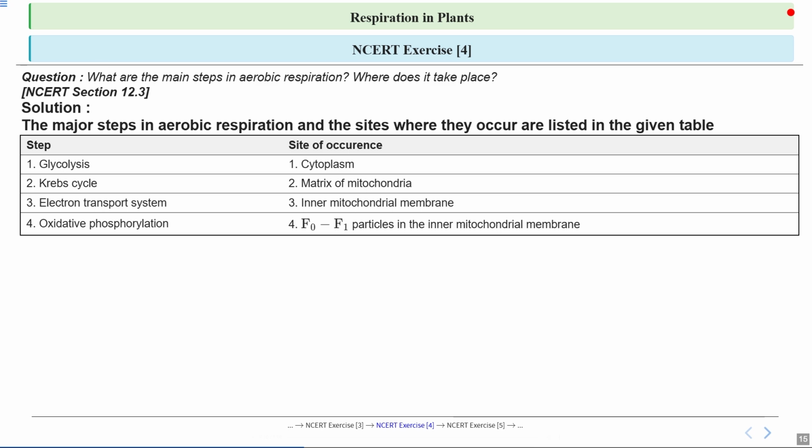And the fourth step, that is oxidative phosphorylation, takes place through the F0, F1 particles in the inner mitochondrial membrane. That is, there is breakdown of the hydrogen gradient. So when there is breakdown of this gradient, the energy released drives the process of ATP synthesis.